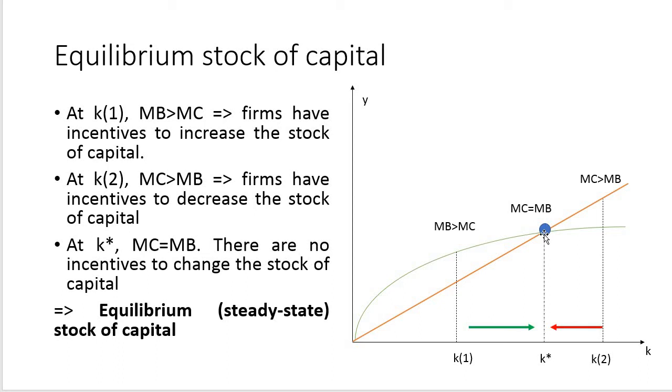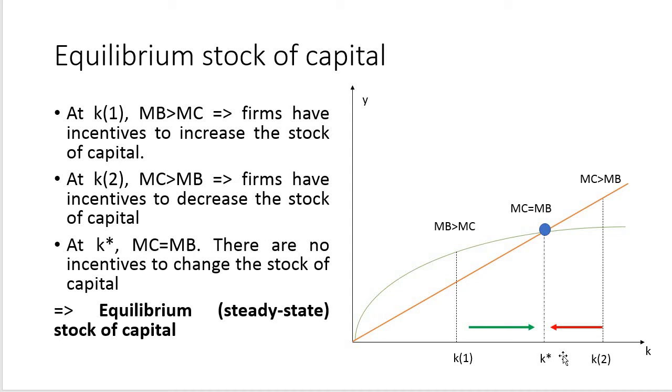So in this case, indeed, we have an equilibrium because only at this point there are no incentives to change the stock of capital. So that's why we have the equilibrium or steady state stock of capital at this point, when the capital accumulation path intercepts the capital depreciation path. So at this point, net increase in capital is equal to 0. So the amount of capital accumulated is exactly equal to the amount of capital depreciated. So that's why we call this point steady state.